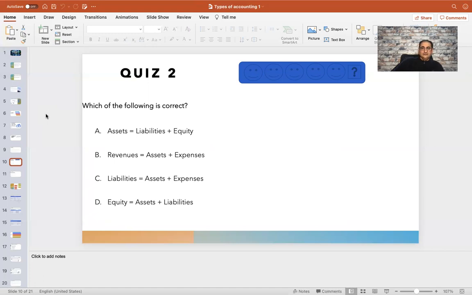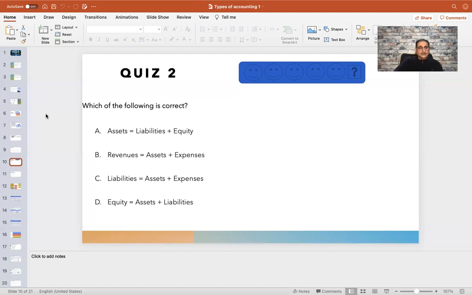So hopefully you have given the correct answer for that. A is correct, that assets are equal to liabilities plus equity. And if you remember, a few minutes before we discussed that point, that liabilities and equity are the sources of funds. And these funds are used to purchase the resources, and assets are the resources. So the correct answer for quiz 2 is A.